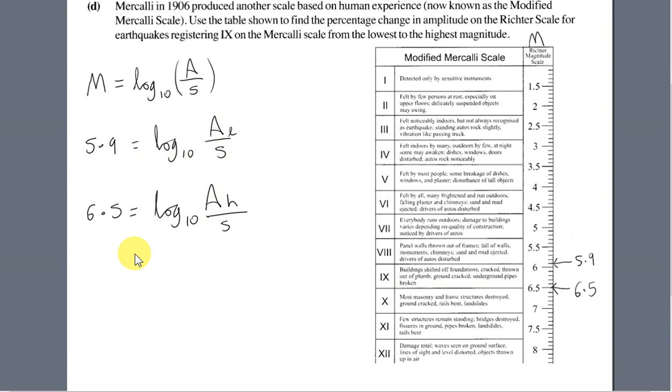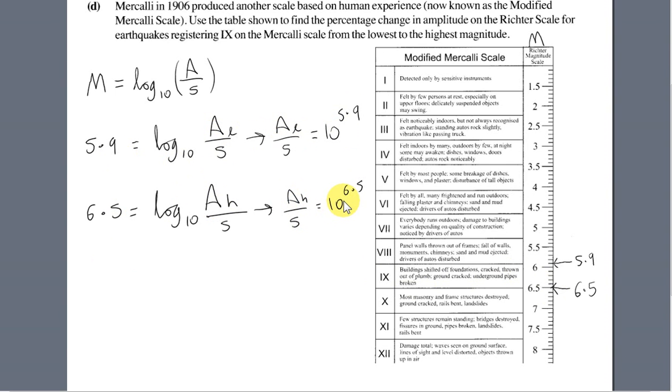So, we rearrange these log equations and write them as power equations. So we can see that AL divided by S is going to be 10 to the power of 5.9. And similarly here, AH divided by S is going to be 10 to the power of 6.5.